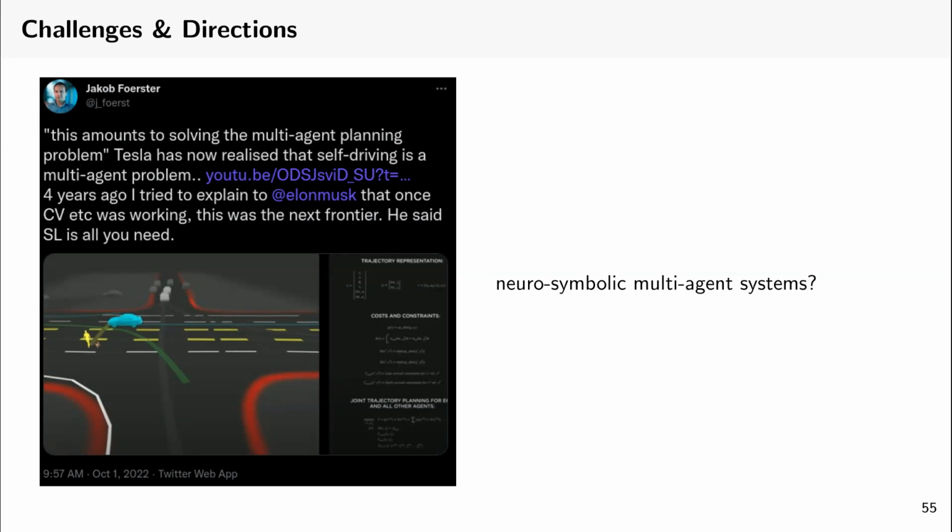Now, if Tesla already realized this, the next path will be neurosymbolic multi-agent systems. So that will be a really interesting direction too.